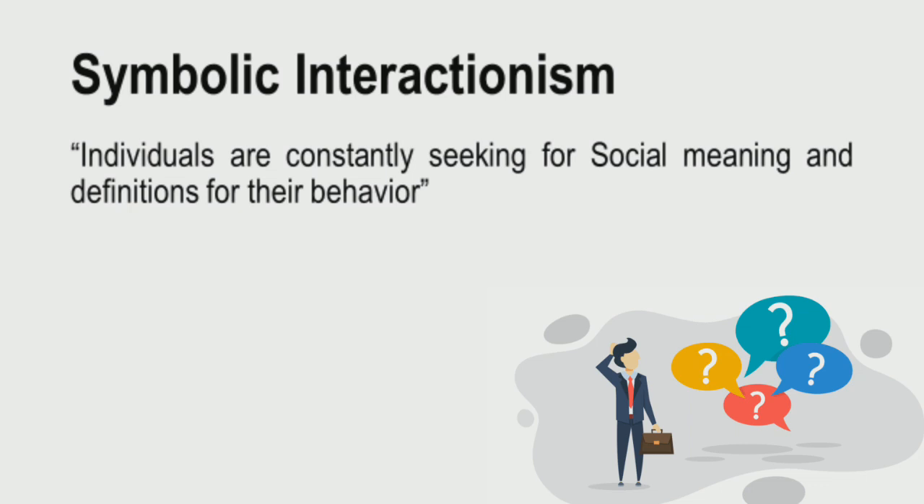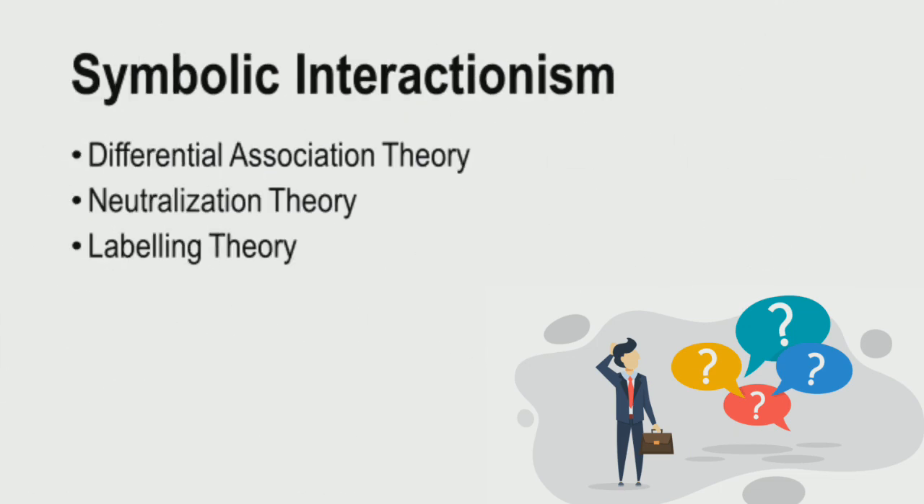Now, they don't care about the social institution, but they do care about the social meaning and definitions of their behavior. How is this possible? So we have three theories under symbolic interactionism. We have the differential association theory, we have neutralization theory, we have labeling theory, as the primary theories under symbolic interactionism. So let's talk about the first one.